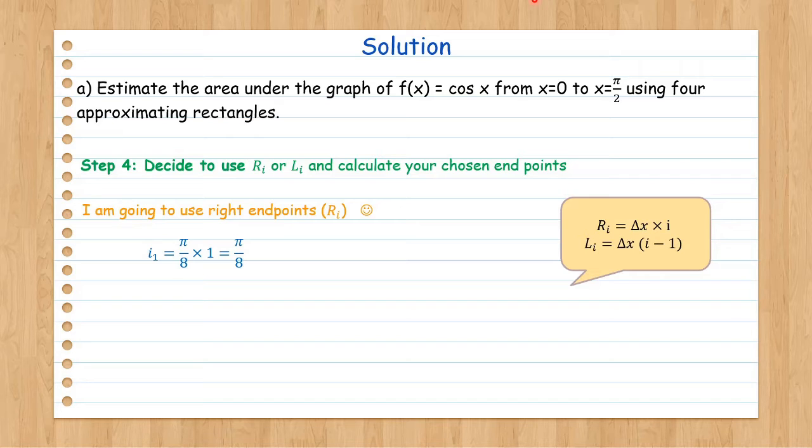Therefore, i in this case is 1, so pi over 8 multiplied by 1 is pi over 8. The second endpoint is pi over 8 multiplied by 2, which is equal to 2 pi over 8. And my third right endpoint is pi over 8 multiplied by 3, which is equal to 3 pi over 8. And my fourth right endpoint is pi over 8 multiplied by 4, which is equal to 4 pi over 8.